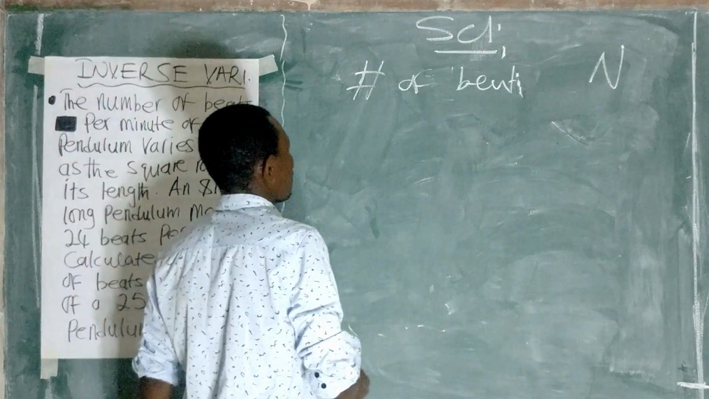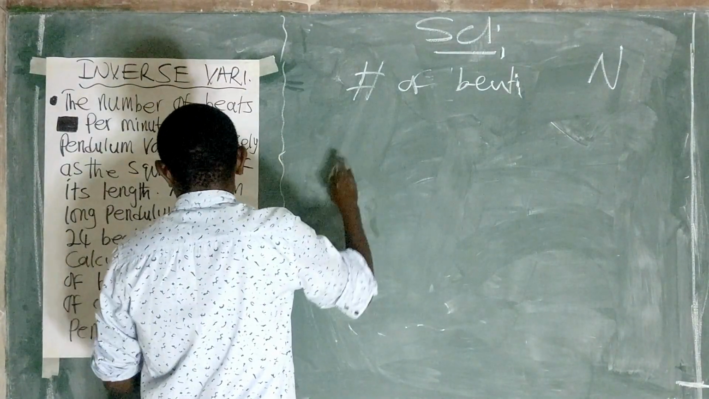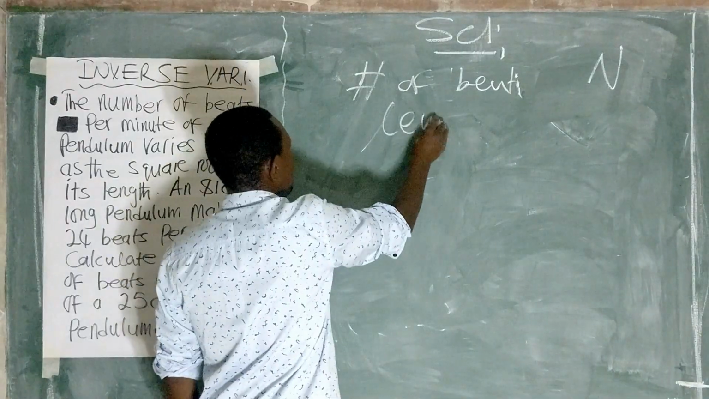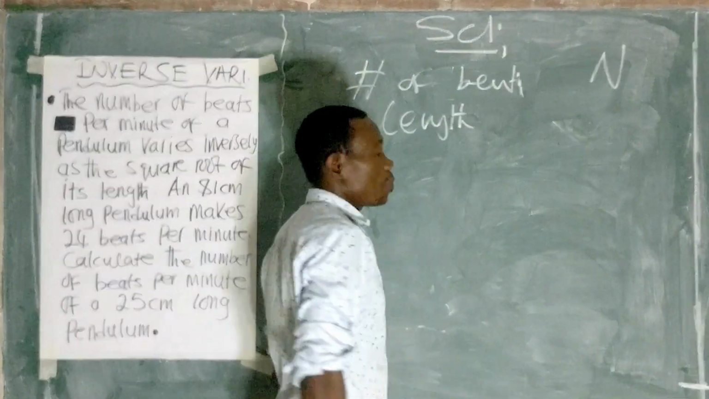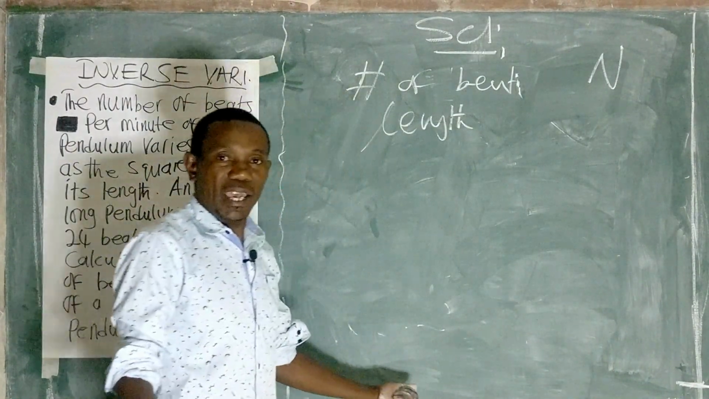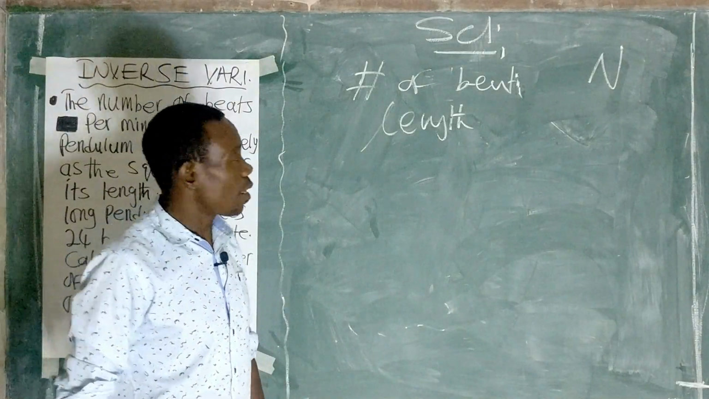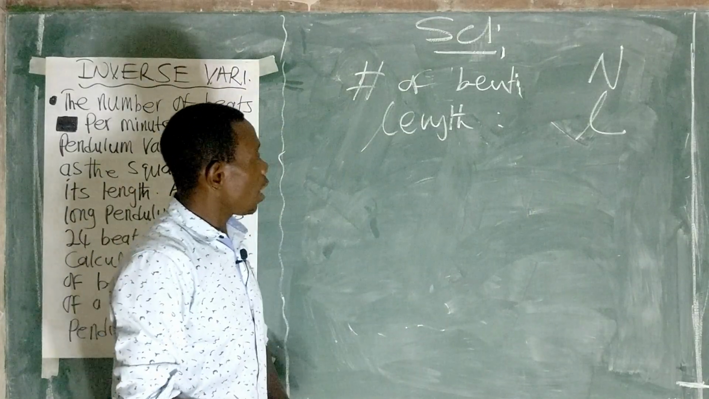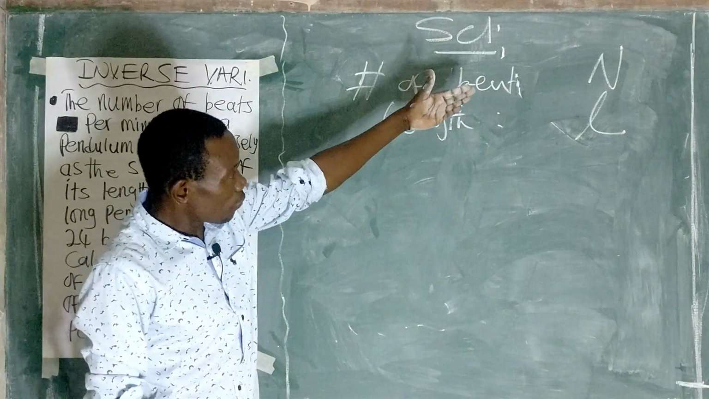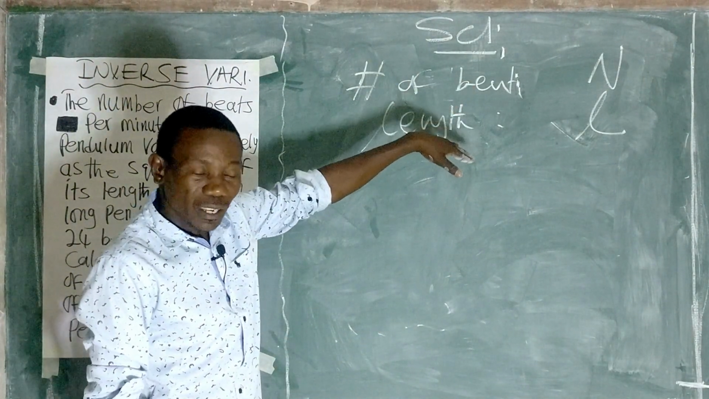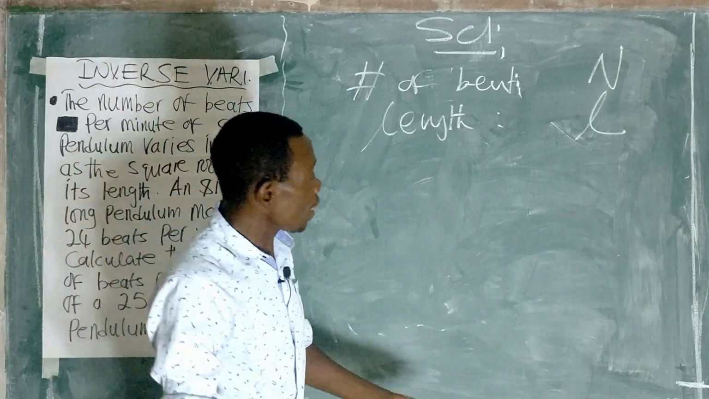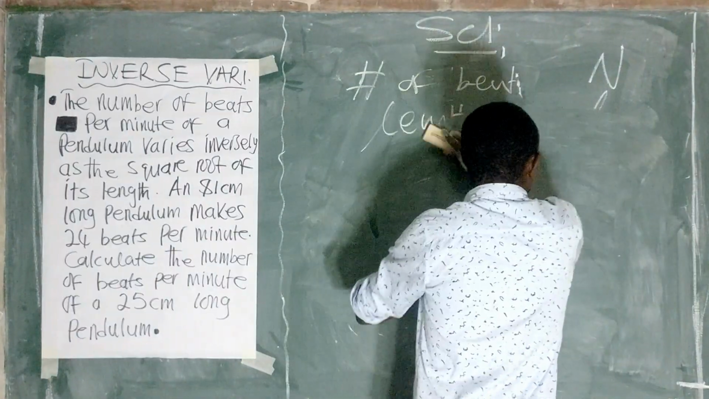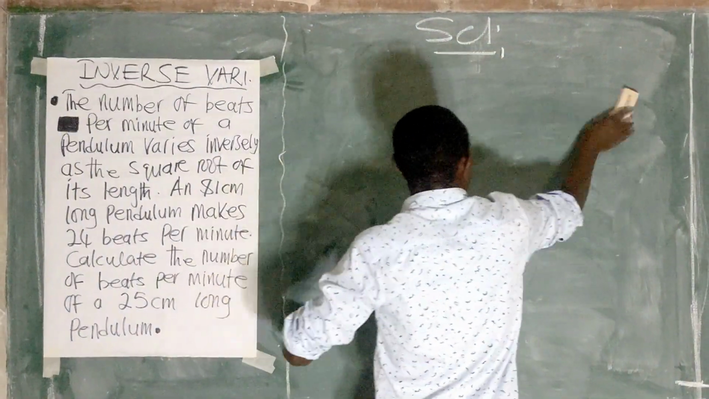Then the length is the one that is varying with the number of beats. So the number of beats is in relation with the length. You would also say, let length be represented by any variable of your choice. In this case, I'll choose L. So our discussion is focused on N versus L. Now, if the two, N and L, are varying inversely, how do we present such a statement?